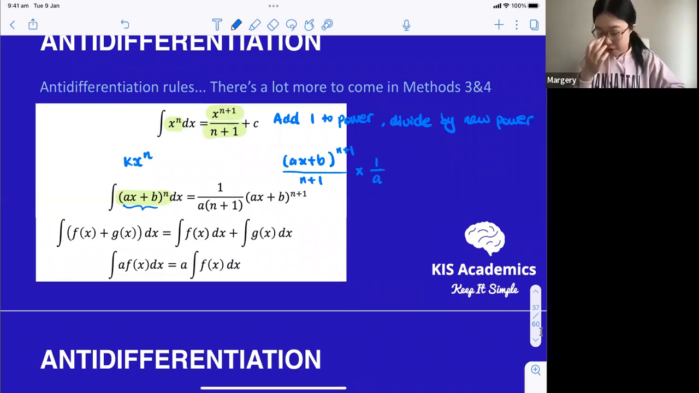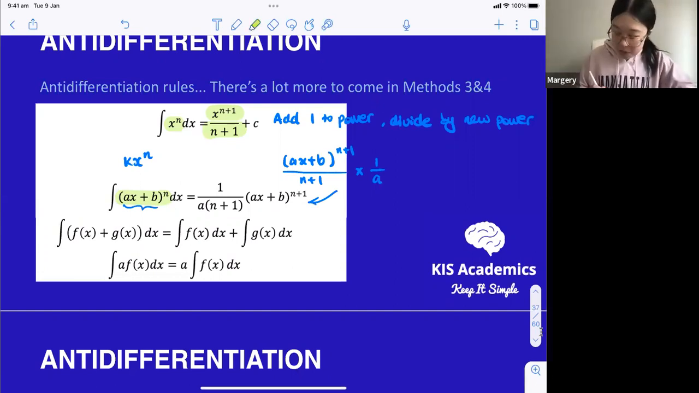Very similar, if you remember, for differentiation, where we apply the chain rule, we multiply by the derivative of whatever's inside the brackets. But this time we multiply by 1 over that. So it's a bit of a reverse between anti-differentiation and differentiation. And we end up getting something like this.